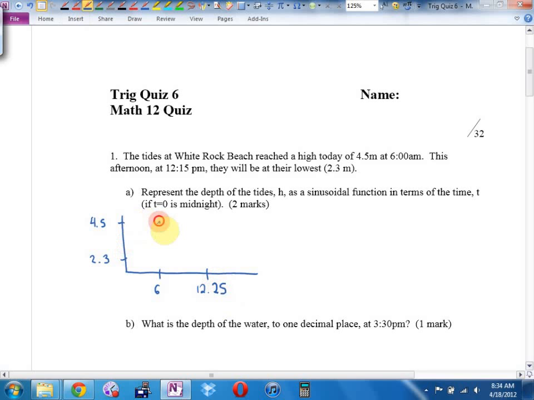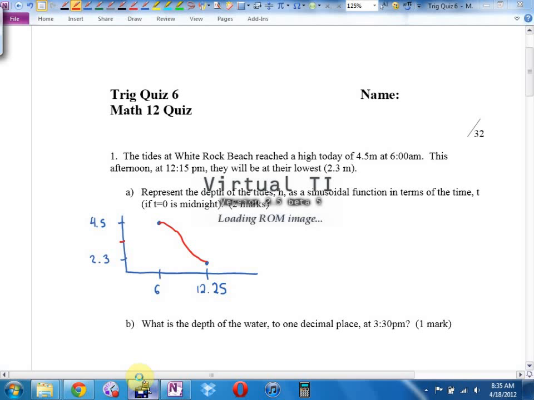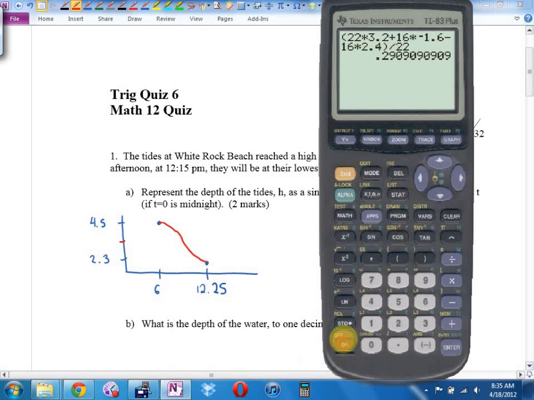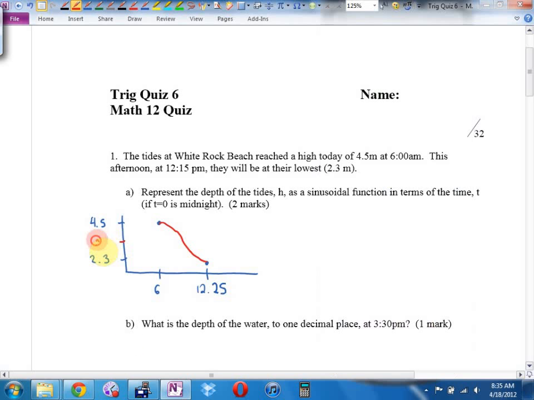So I'm at the highest right there, I'm at the lowest right there. You know what? They've given me half of a trig function, half of a trig wave. I'm always interested in the middle. What's halfway between 4.5 and 2.3? Well, sometimes you can just see it, but the easy way to do it if you can't see it is to add them up and divide by 2. There's my vertical displacement.